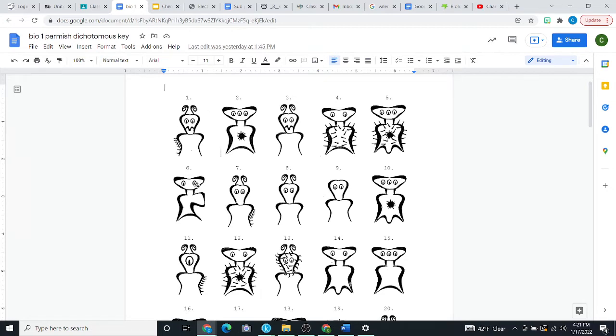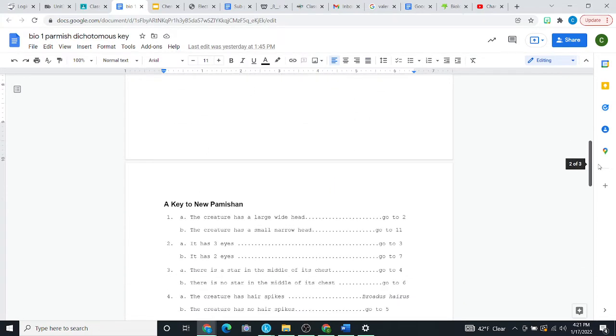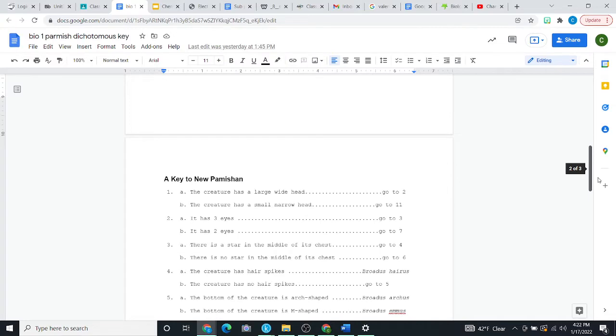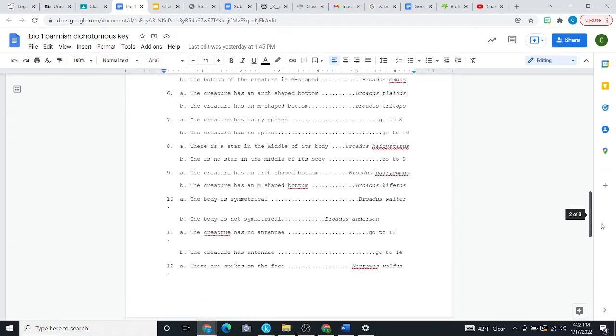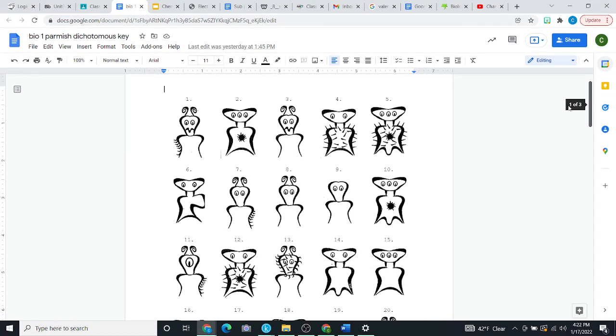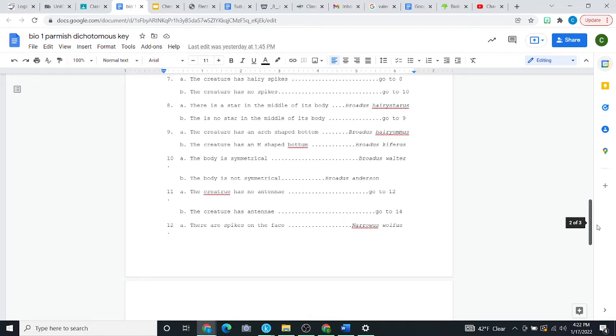So for instance, number one, I'm going to look at number one and I'm going to use its characteristics, its appearance to answer this. So the creature has a large wide head or a small narrow head. Well, look at the difference between these two. This is a small narrow head. So I'm going to go down to 11. The creature has no antenna or the creature has antenna. Well, let me look. I believe it had antenna. It does. Number one has antenna. So I'm going to go to 12.